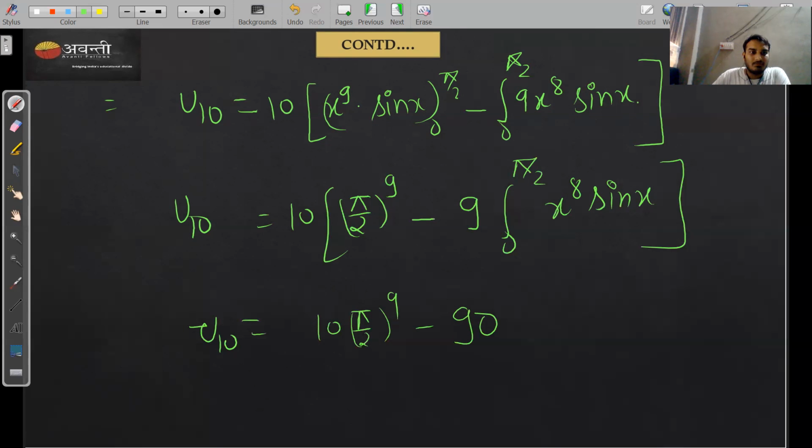Okay, now see, that's why we started with u10, right? Now you see the benefit of starting with u10. This thing right here is u8, yes or no? This thing right here is u8.